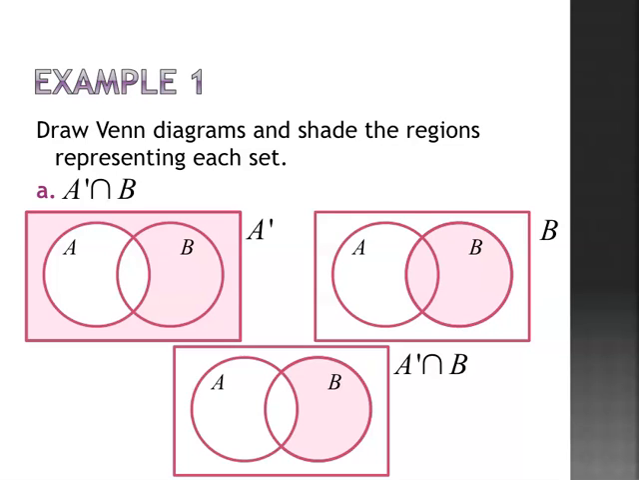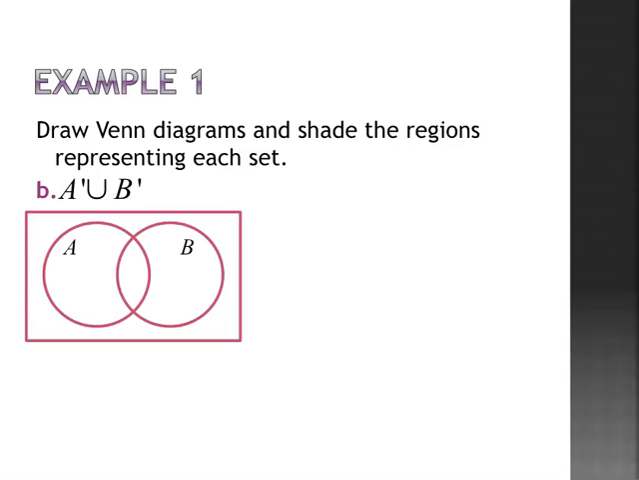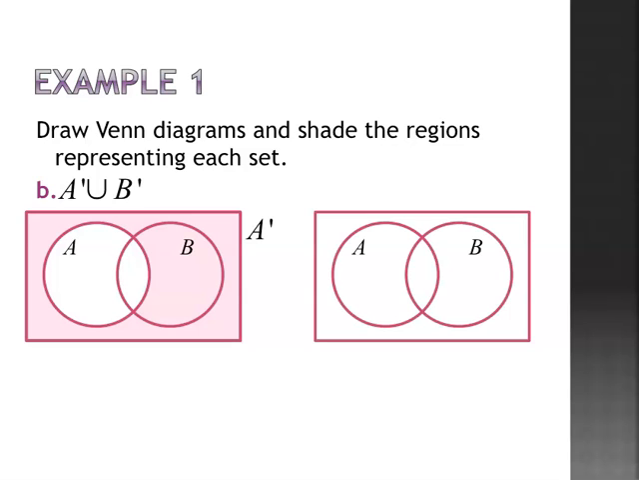Let's look at the next example. We have A prime union B prime. I'm going to do the same thing. I'm going to draw out what A prime looks like, shade that, B prime, and then we'll go ahead and find the union of those two. All right, so here's A prime. So A prime is everything that is not in A, shaded. And then B prime, that's everything that's not in B, shaded.